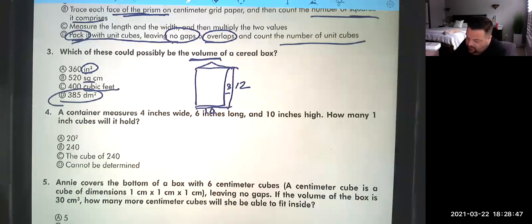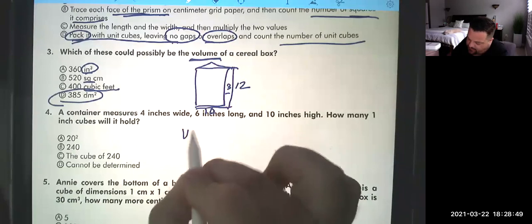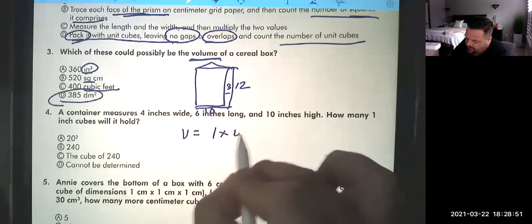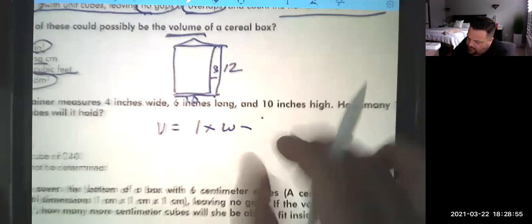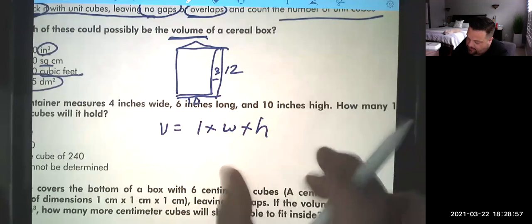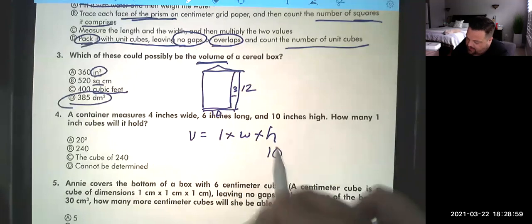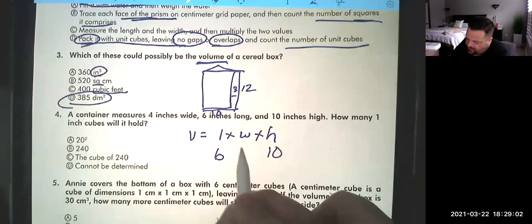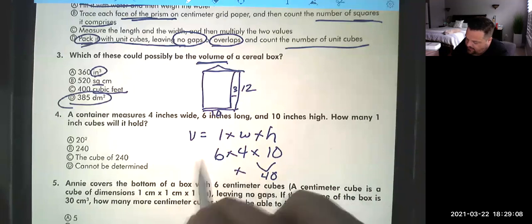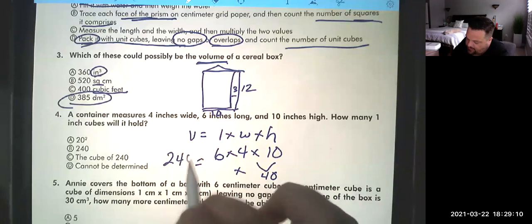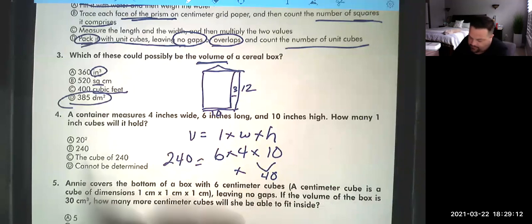Now, this is good old classic, right? Volume equals length times width times height. So it's 10 inches high, 6 inches long, 4 inches wide. You multiply it, 10 times 4 equals 40. 40 times 6 equals 240. And your answer would be B.